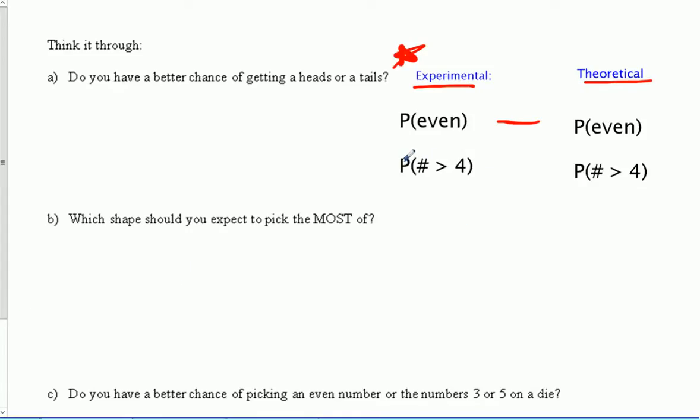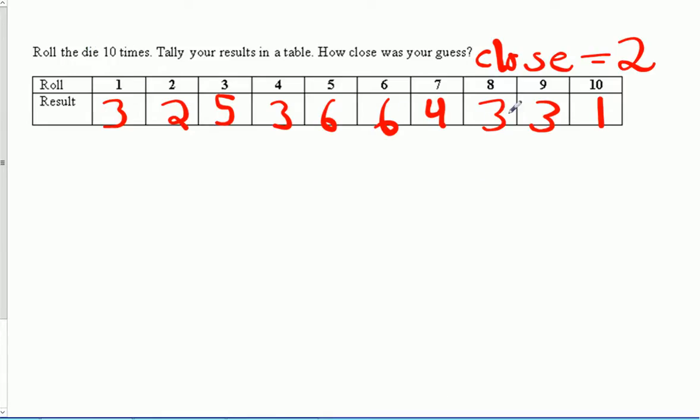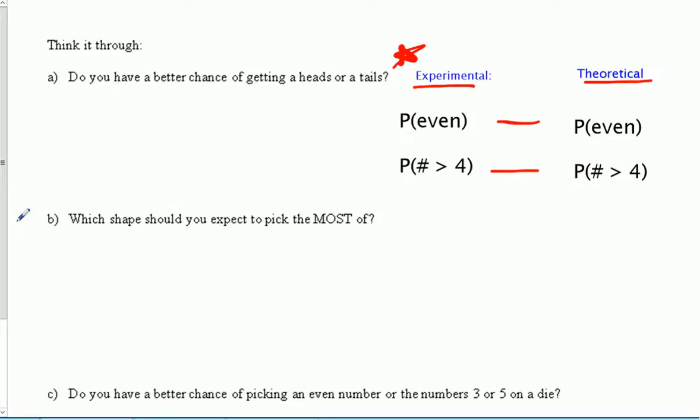Then I want you to think about what's the probability of getting a number, yes, that means number greater than 4. How many of these were greater than 4 based on my experiment? Then, based on what you know about a die, what is the probability of picking an even number? Based on what you know about a die, what is the probability of picking a number greater than 6? Pause the video. Give it a try.